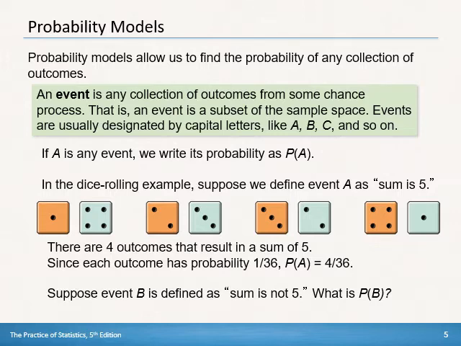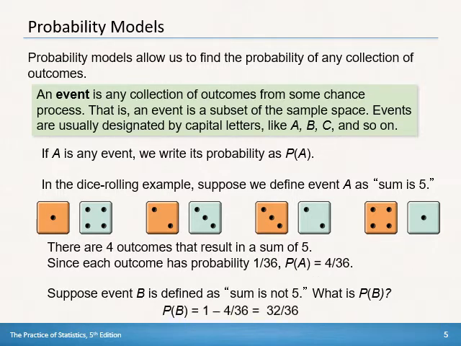Well, there's 4 ways to get a 5. So how many ways are there to not get a 5, right? So you're either gonna get a 5 or you're not gonna get a 5. So we have those 36 outcomes broken into 2 groups, right? Sums that are 5s, and sums that are not 5.